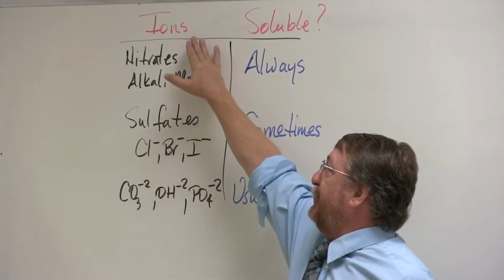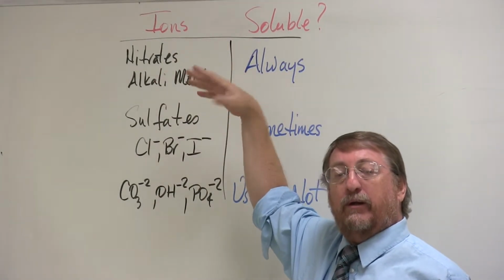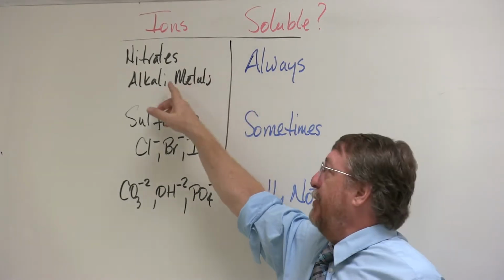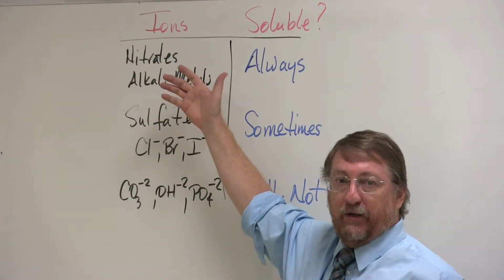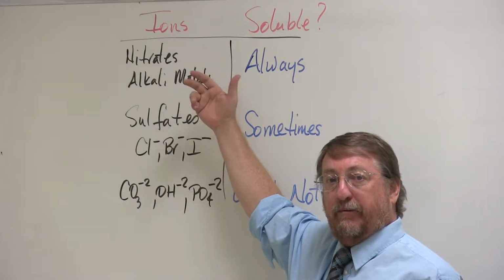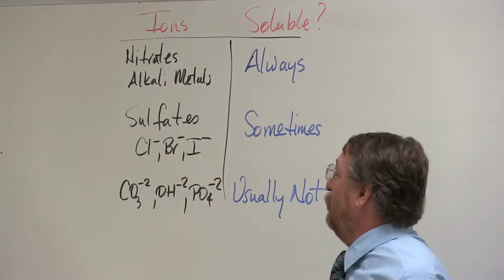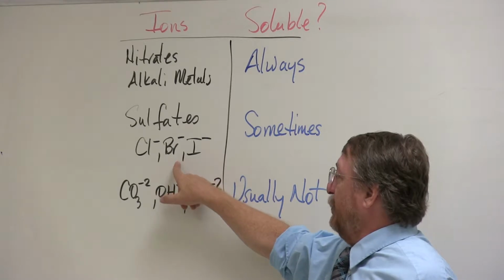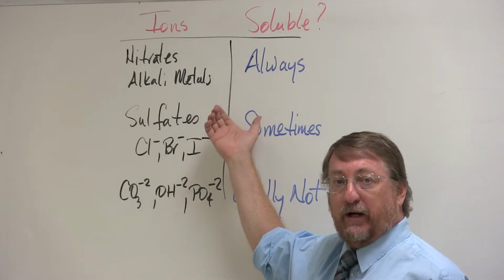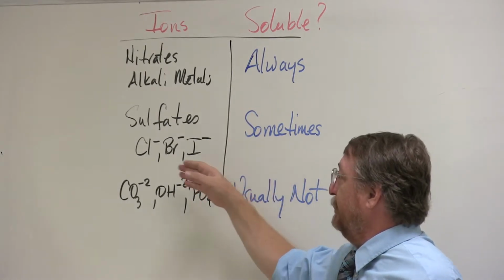Nitrates and alkali metals. These ions in compounds make the compounds always soluble. So any compound involving a nitrate, which is NO3 minus 1, or an alkali metal, Na plus, K plus, all of those are going to be soluble in water always. Sulfates, SO4 negative 2, those are usually soluble. So I've got up here sometimes.